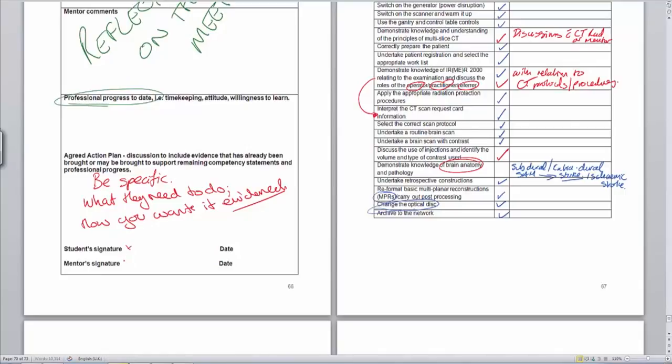And then of course you've got your signatures and your date as well. All documentation is really important to be filled out correctly, to be filled out timely, as this is a record of the feedback that you've given to the students as well.